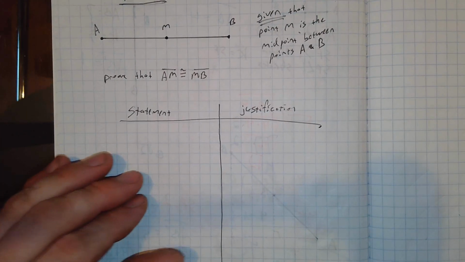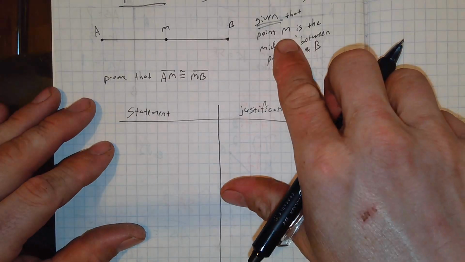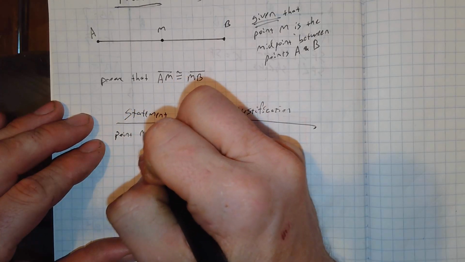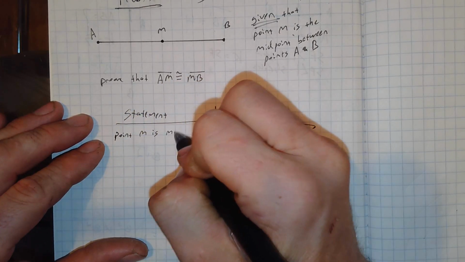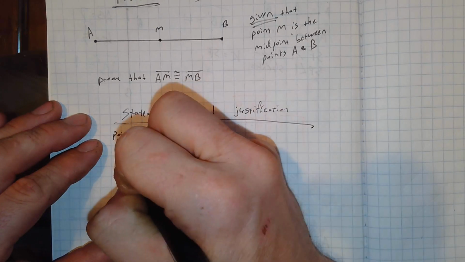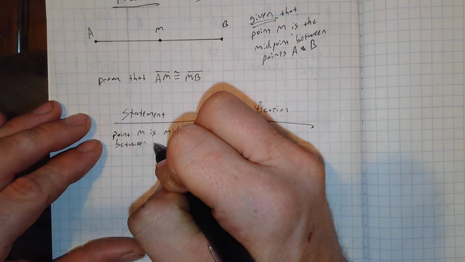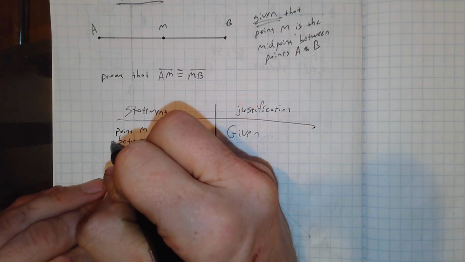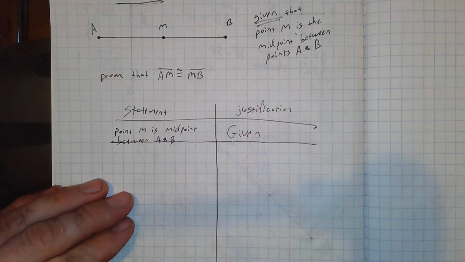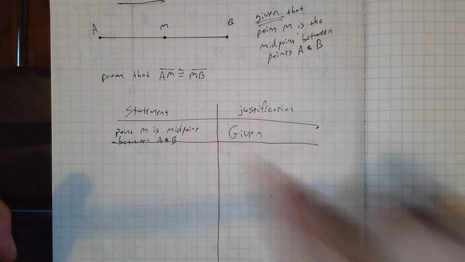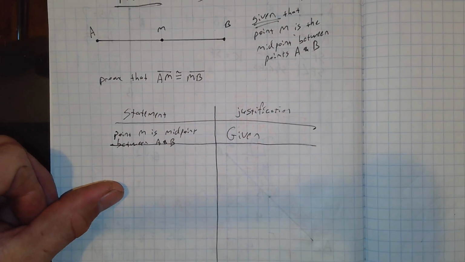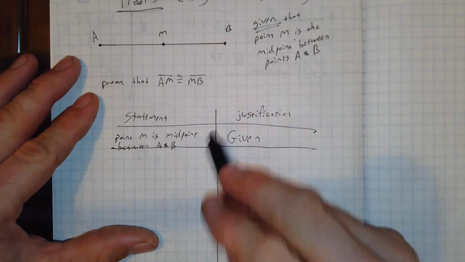All right, so first thing I'm going to say is that I'm going to write down the given. I'm going to say that that's my starting point. Point M is midpoint between A and B. Okay, and what is my justification? Well, it is given. That is always going to be the first line in your statement, is rewriting the given. And your last line of the statement is going to be this, with a reason why. Okay, so we're going to logic our way from here to here.